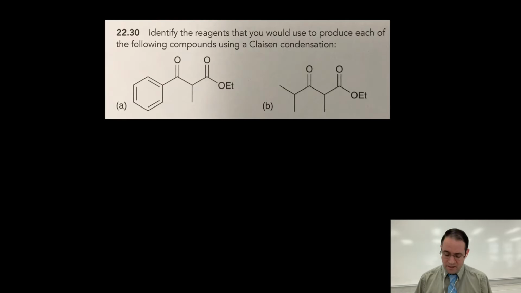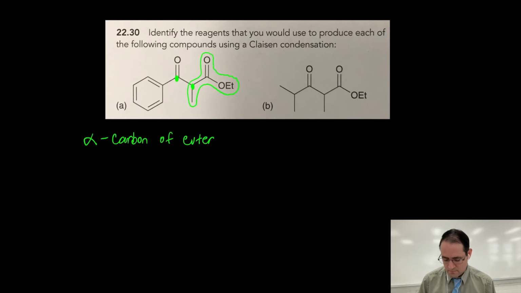Okay, let's do problem 30. Problem 30. We just need to identify the reagents that you would use to produce each of the following molecules, okay? And so what you want to do is identify the ester part, okay? So this whole molecule here is going to be an ester, okay? And this carbon-carbon bond is between the alpha carbon of the ester and the carbonyl carbon of the ketone.